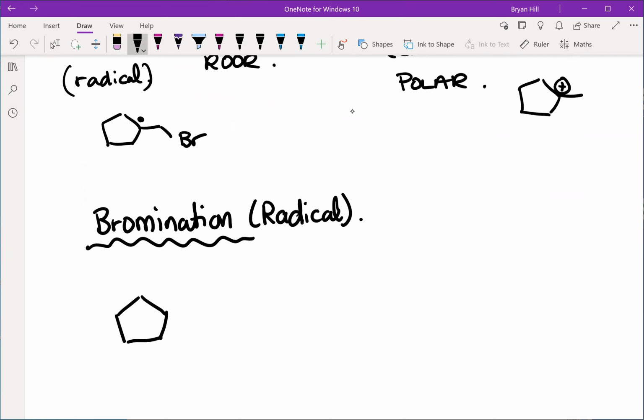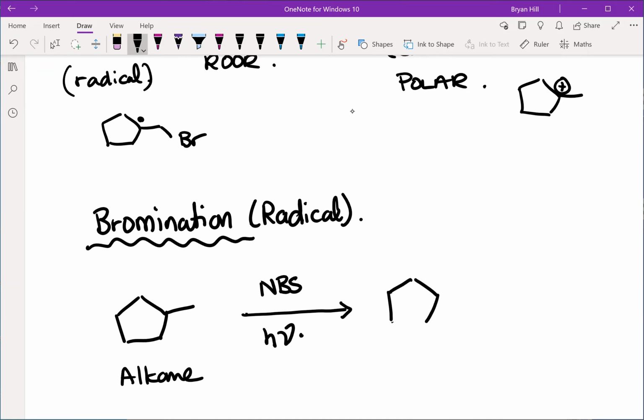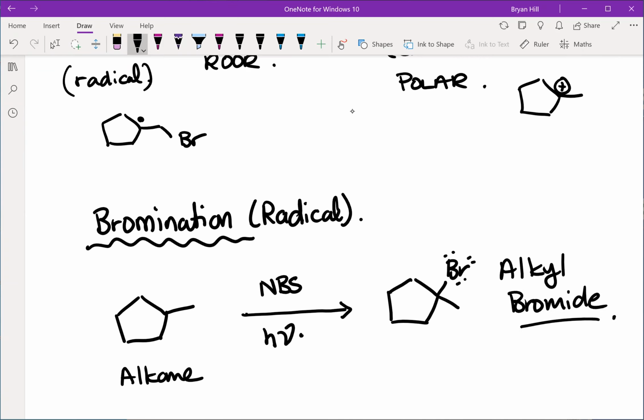So you can take basically an alkane, and you can react it with NBS and UV light, and you can form an alkyl bromide. And specifically, you can form the alkyl bromide on the tertiary carbon, right?